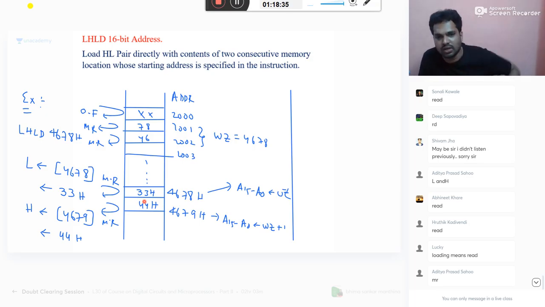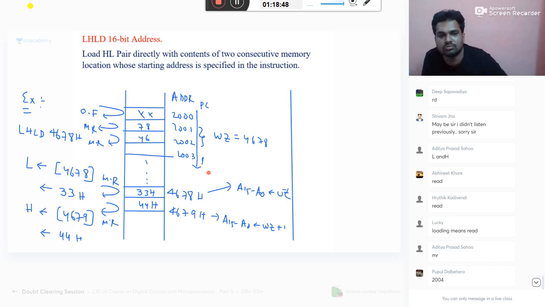Good. So understand. Someone asked me, PC is updated only during this period. Here PC will be 2003. After this instruction, PC will continue with 2000. Okay. Let's move.